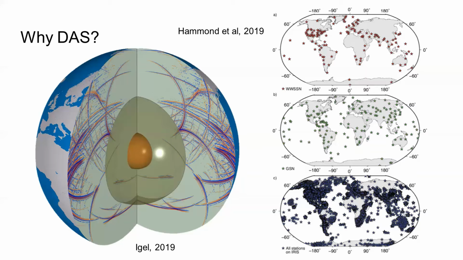So we are using DAS. DAS stands for Distributed Acoustic Sensing. It is a fiber optic cable instrument where we don't use discrete geophones or sensors, but we use the whole fiber optic as our sensor. The benefit is that we have a denser array of sensors along the fiber cable.